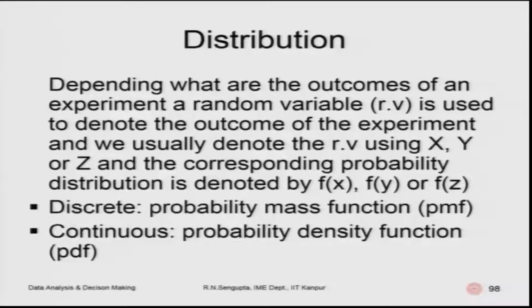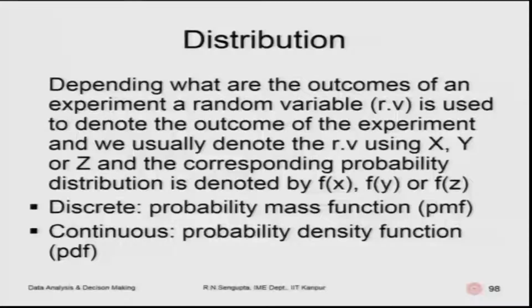So, let me continue reading it. We will usually denote the random variable using x, y or z, and the corresponding probability will be given, as I just mentioned, by small f of x or small f of y or small f of z. Now, this f of small x, f of small y, f of small z, are not small f of capital X or small f of capital Y, because those capital letters denote the random variable. Once you plug in the realized values, that will give you the PDF or the PMF or the distribution we are trying to consider.